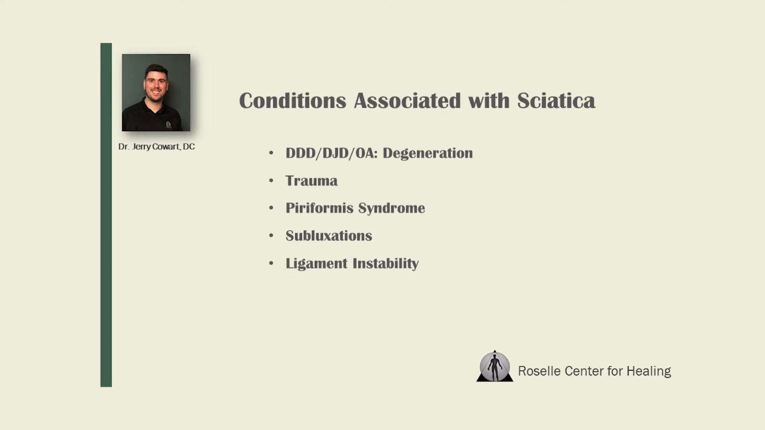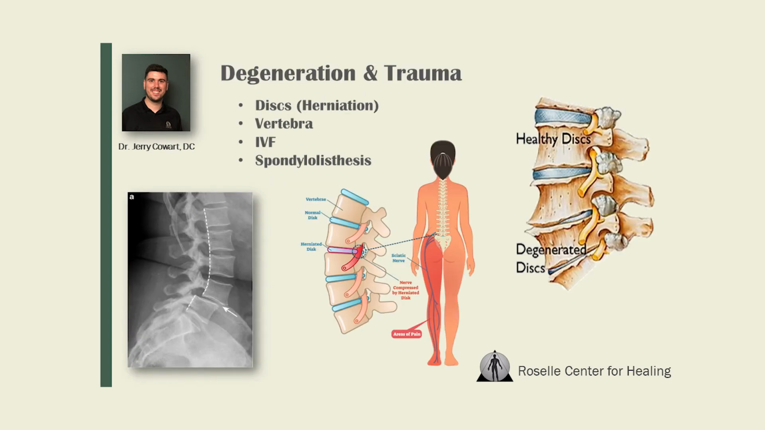And then obviously we're chiropractors, so we're going to touch base on subluxations and that low back and sacrum. And then also we're going to talk about ligament instability. And spoiler alert, this one's kind of a huge one, especially in today's world with everything that's going on. So first up, we're going to talk about degeneration and trauma.